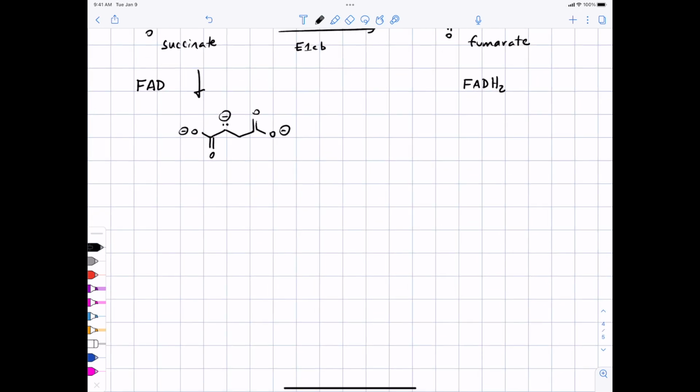Now I'll draw for you the structure of FAD. It's a little bit complicated. I don't really care that you memorize what the structure of FAD is. You should recognize it.